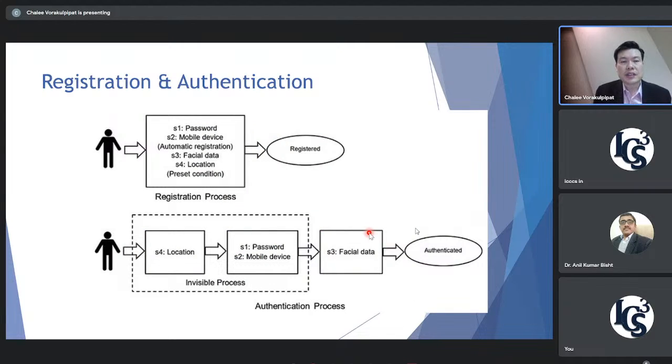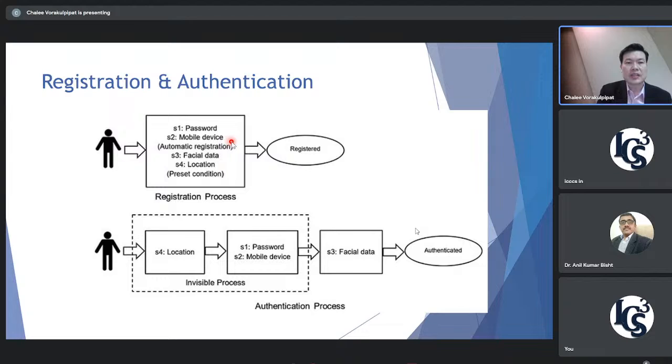Okay, now it is the detail why the system can work very well in terms of security and usability. First, the staff member has to register: password, mobile device or IMEI, facial data, and location. Actually, they don't need to register the password manually because the system just retrieves the data from LDAP or Active Directory.